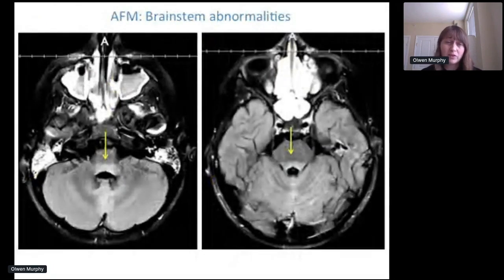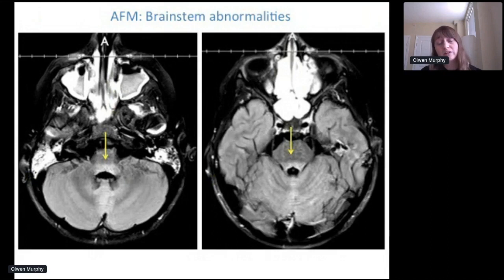Brainstem involvement occurs clinically in some patients with AFM, as we've already heard. This can manifest with bulbar weakness, facial weakness, and extraocular muscle weakness. And sometimes we see abnormalities in the brainstem on MRI. The motor nuclei do lie dorsally in the brainstem. So what we typically see in some cases is a hazy sort of T2 hyperintensity in the posterior medulla and the posterior pons.